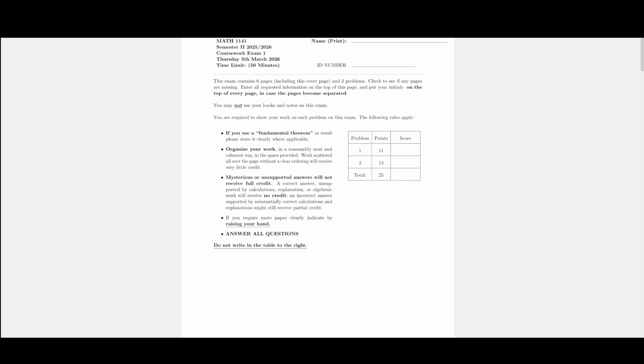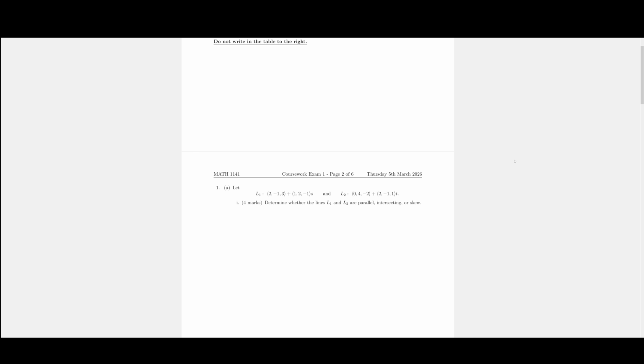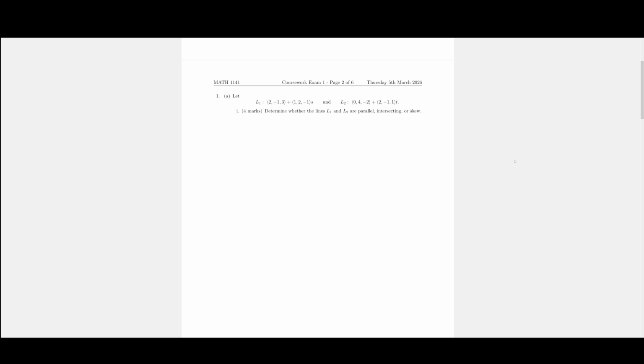Okay, so these are the solutions for coursework exam number 1 for Math 1141. So it's a pretty short exam. The first question here asks us to determine whether the lines L1 and L2 are parallel, intersecting, or skew.